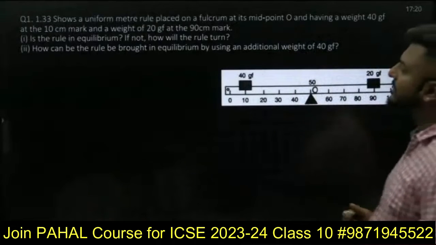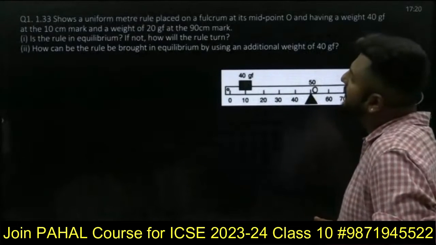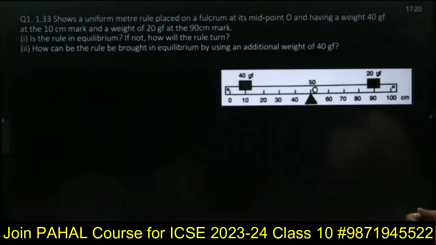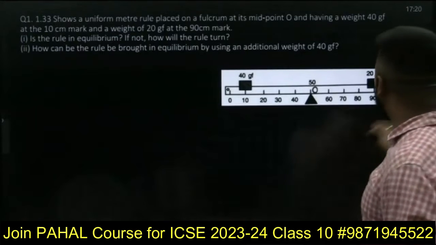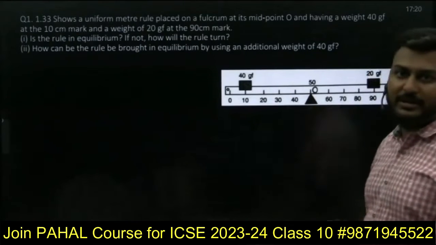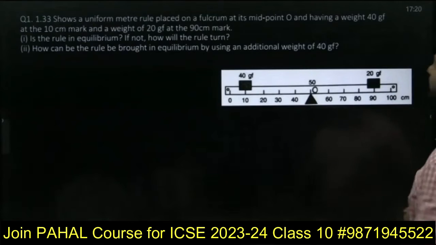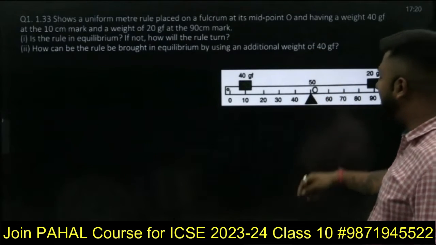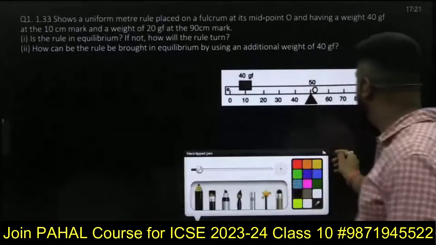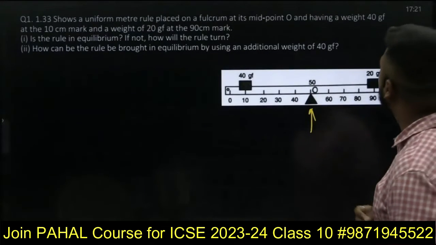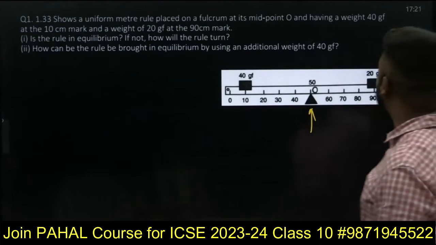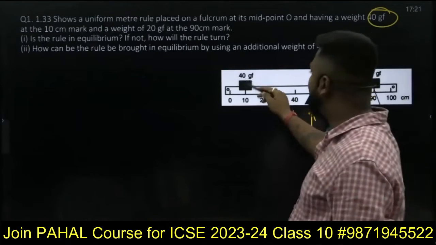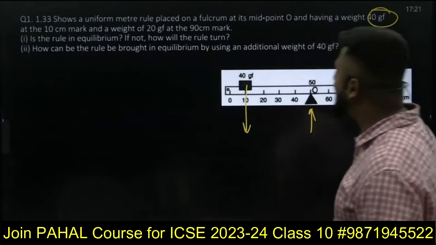So question number 1 says, figure shows a uniform meter rule placed on a fulcrum at its midpoint. So this is a meter rule. Meter rule ka matlab hai again 1 meter in length. The fulcrum is placed at the middle of this meter scale at this point O, and it has a weight of 40 GF at 10 centimeter mark. Okay, so we have a weight of 40 GF at 10 centimeter mark.